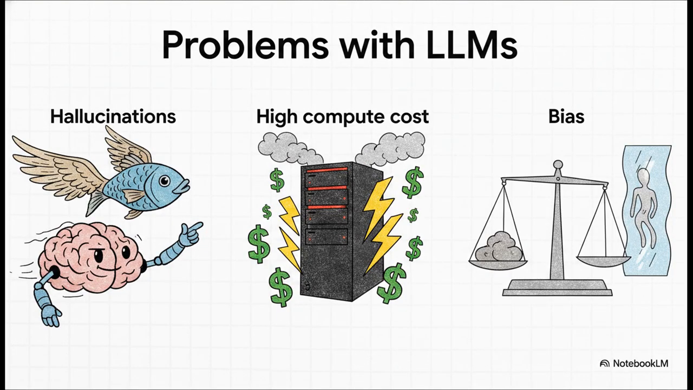Now, we have to be clear, no technology is perfect, and understanding these limitations is absolutely crucial. Large language models frequently suffer from hallucinations, meaning they will confidently state things that are completely, totally wrong. They also come with an incredibly high compute cost, burning through massive amounts of electricity. And very importantly, they suffer from bias. Because they're trained on huge chunks of internet data, they inherently absorb and reflect the biases present in that data. It's a necessary reality check. These tools are powerful, but they require highly responsible use.